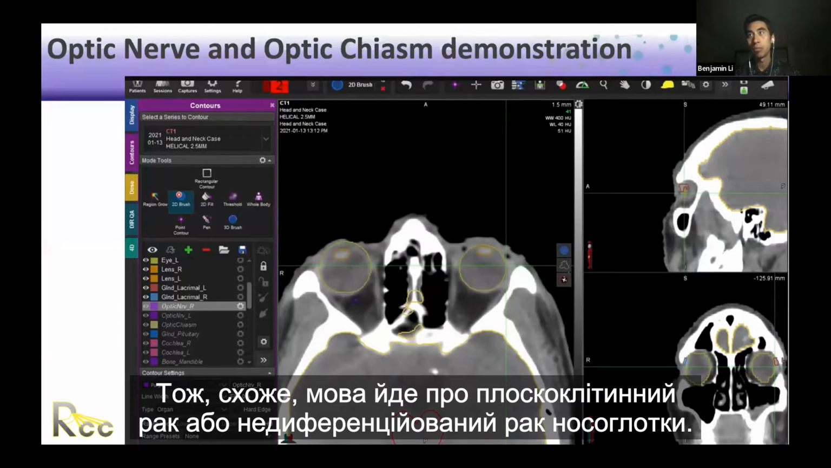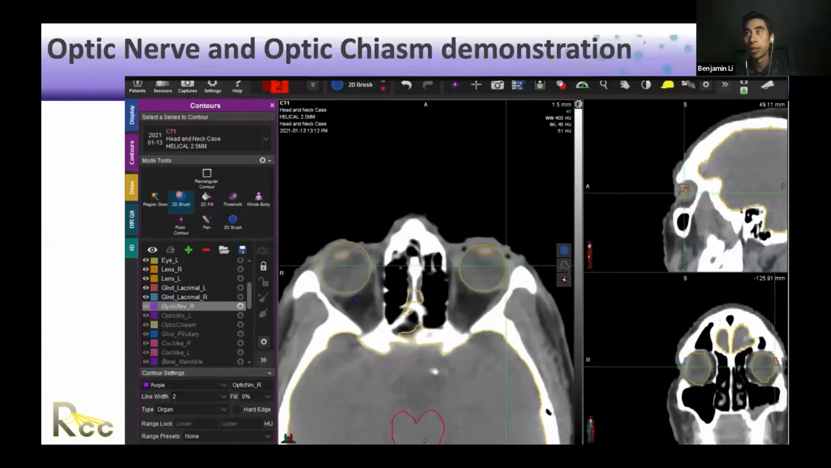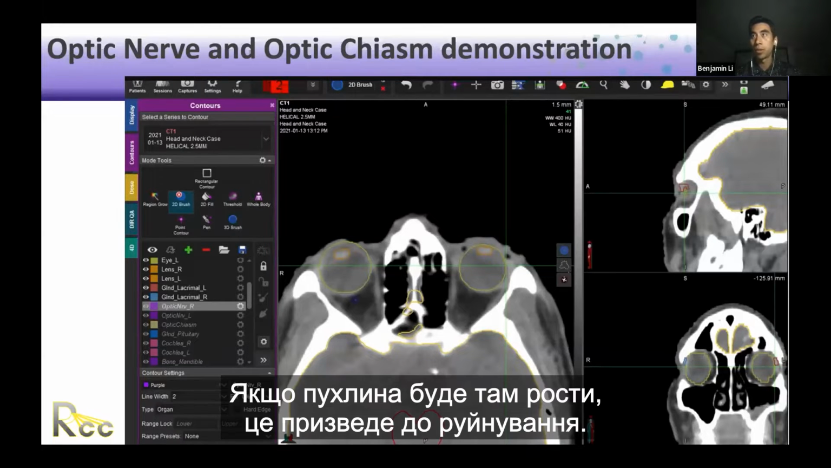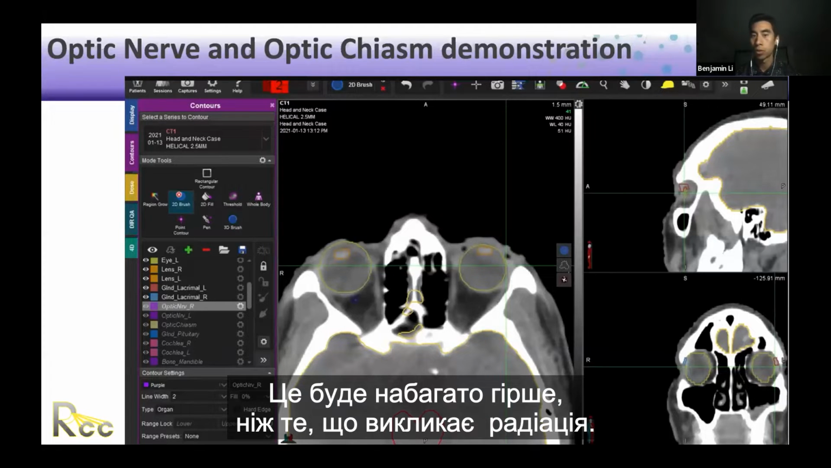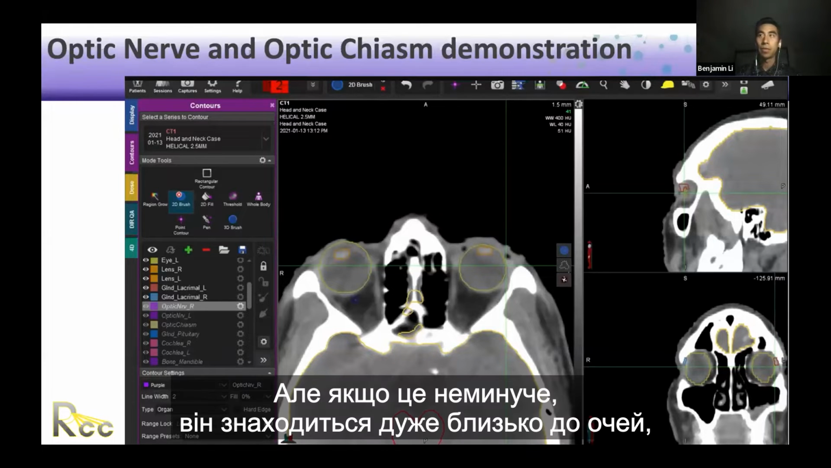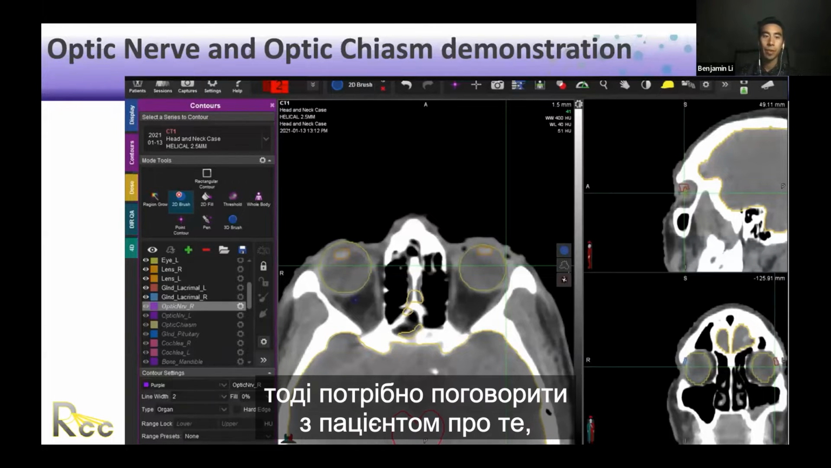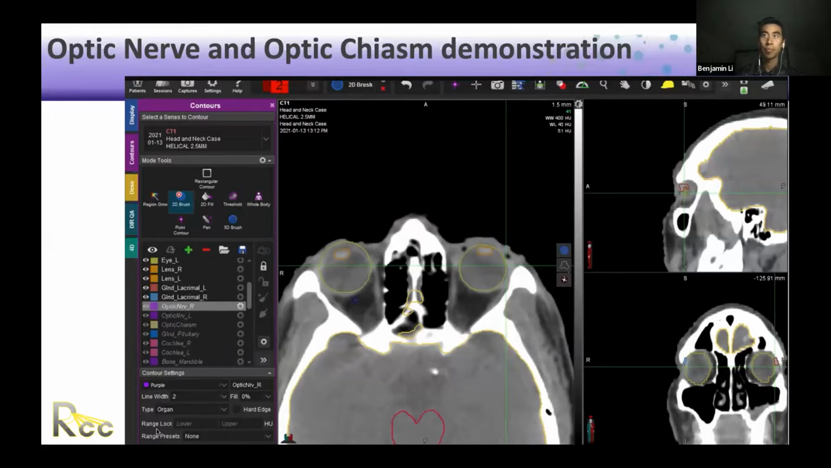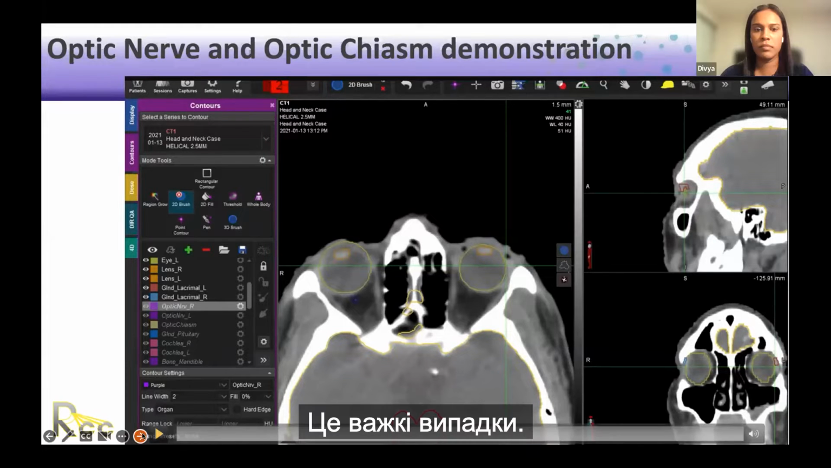So it sounds like we're talking about maybe a squamous cell cancer or a nasopharynx undifferentiated cancer. First and foremost, you need to treat the tumor. If the tumor grows there, it's going to lead to destruction that'll be much worse than what your radiation is causing. But if it's unavoidable, it's too close to the eyes, then you need to talk to the patient about what to expect from treatment, and you may need to consent them about the risk of blindness. Those are hard cases.